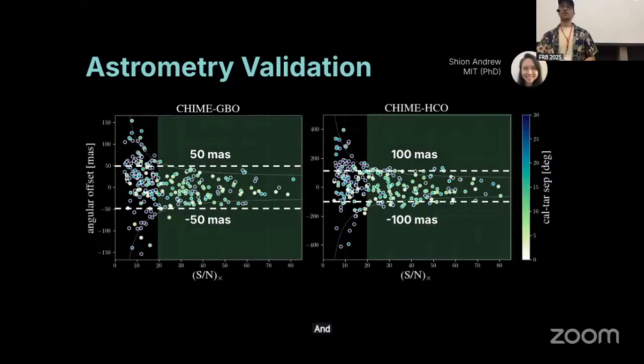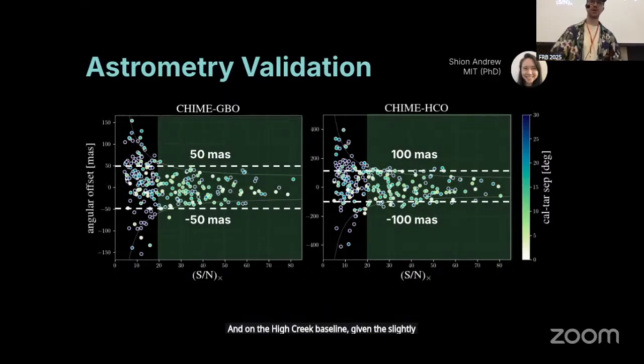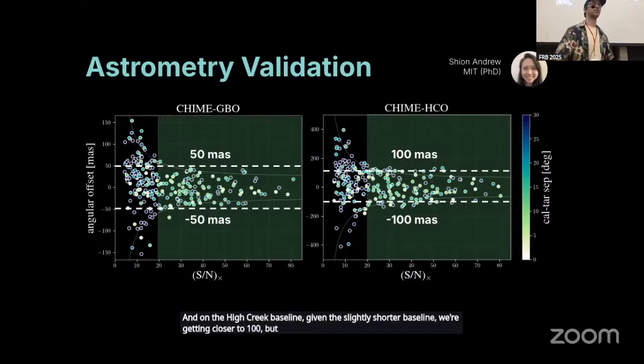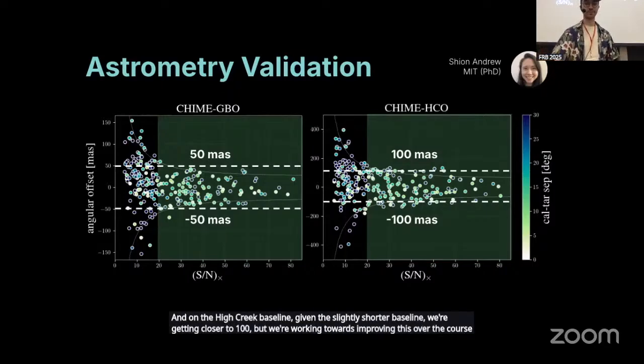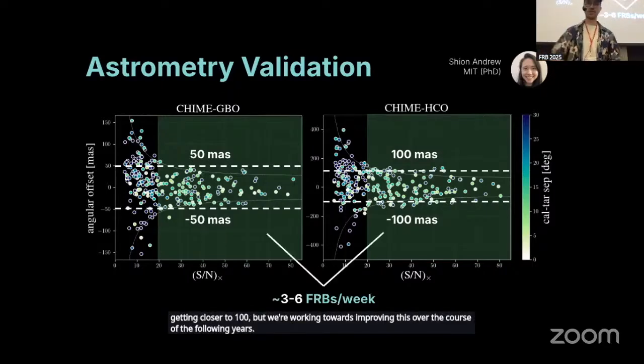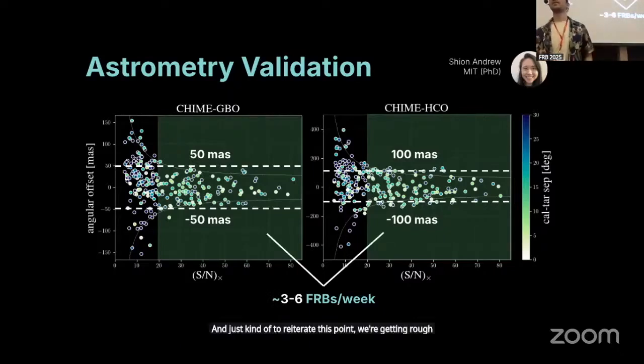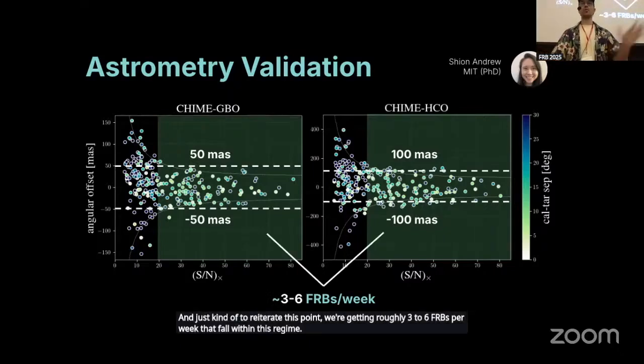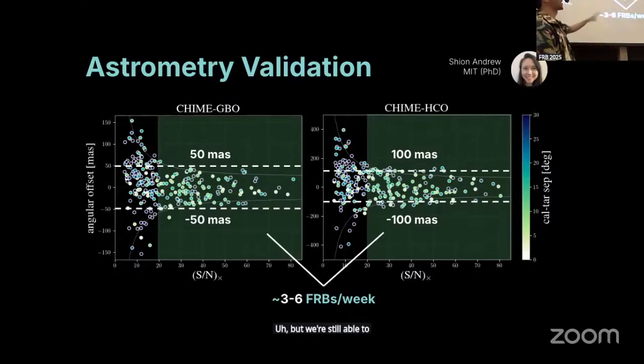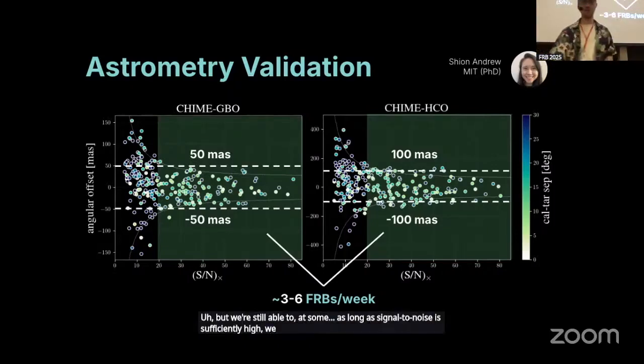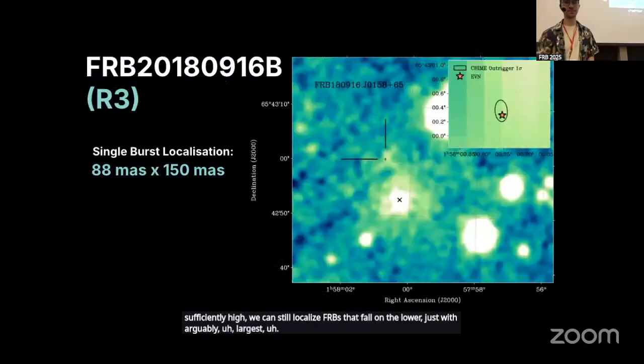And on the Hat Creek baseline, given the slightly shorter baseline, we're getting closer to 100, but we're working towards improving this over the following years. To reiterate, we're getting roughly 3 to 6 FRBs per week that fall within this regime, but as long as the signal to noise is sufficiently high, we can still localize FRBs that fall in the lower regime, just with arguably larger uncertainties.